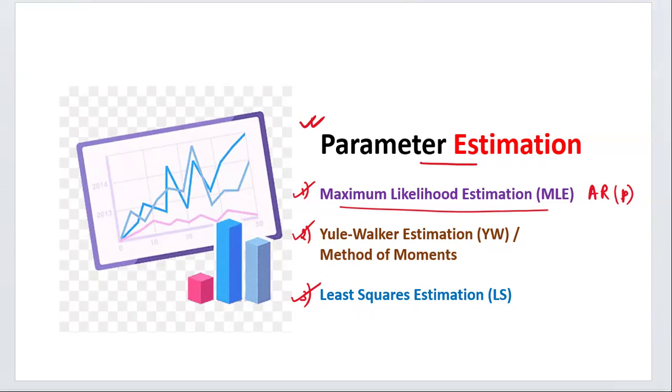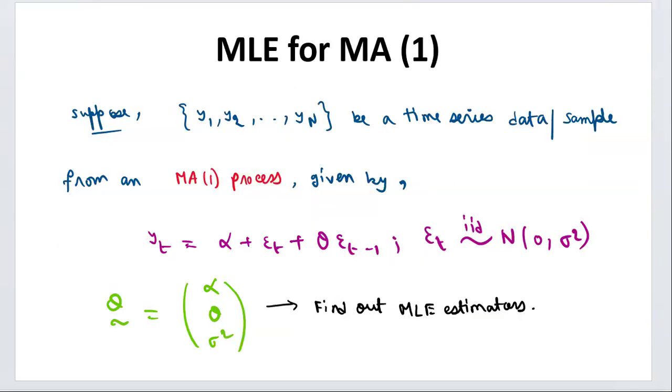So let us start with the maximum likelihood estimator for an MA(1) process. We have already done the MLE estimator for the AR process. Now we will move on to what it will be in the case of a moving average process of the first order, first degree, the MA(1) process.